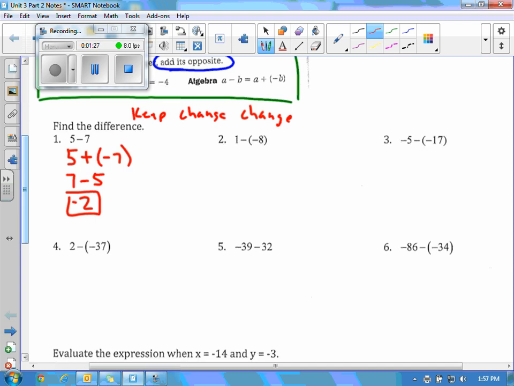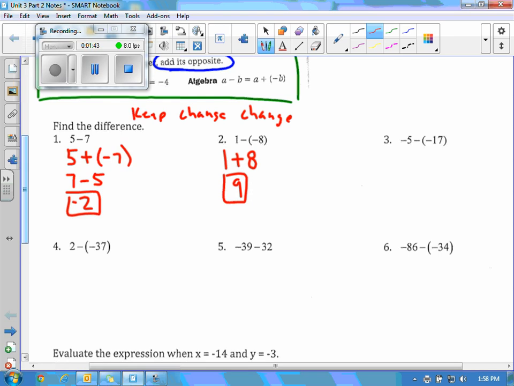For number 2, I have 1 minus negative 8, so the first thing I need to do is write it as addition. So again, keep the first one, change subtraction to addition, and then change the sign of the second number. It was negative, so now it's positive, and then I'm just adding 1 plus 8, so I get positive 9.